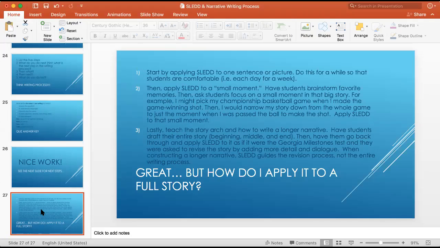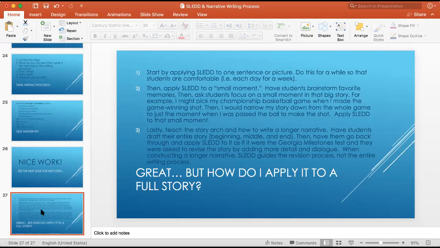So then you're ready to apply this to a longer narrative. So you have students draft their entire story, whatever you decide to use. If you're going to use a story arc, if you're going to use an organizer that has beginning, middle, and end. And if you want an organizer or some different ideas for organizers for narrative writing, I'd be happy to email you several different examples.